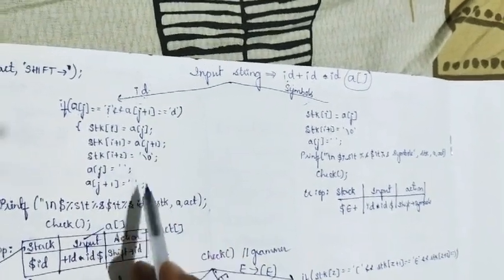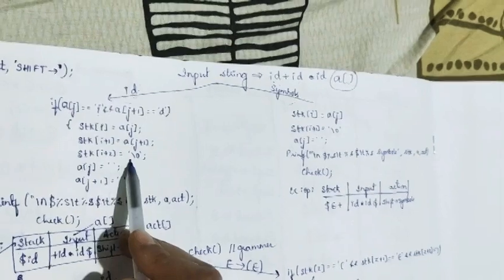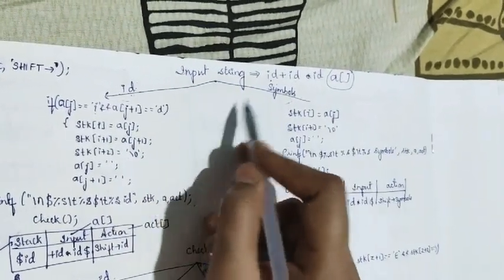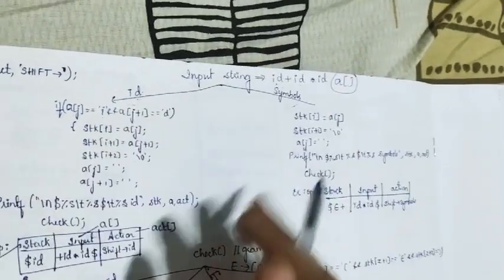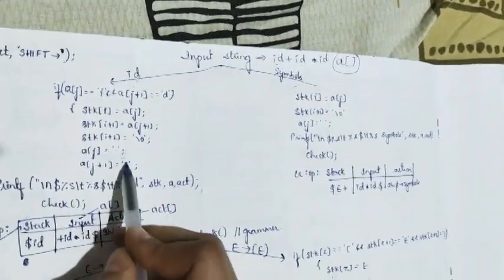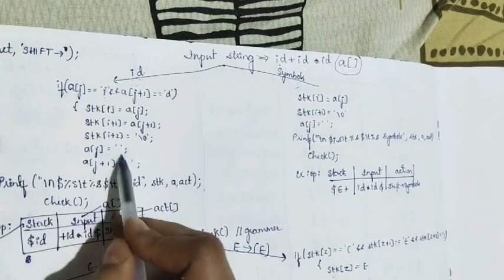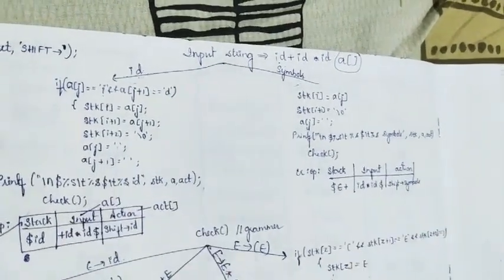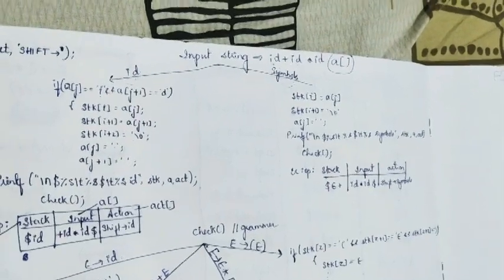After copying that ID, we place a null and remove that ID from the input string. Once we have copied it, it should not be present in the input string, right? So that is why we place the space there. Once we have done this, the next part is to write what action is being performed.